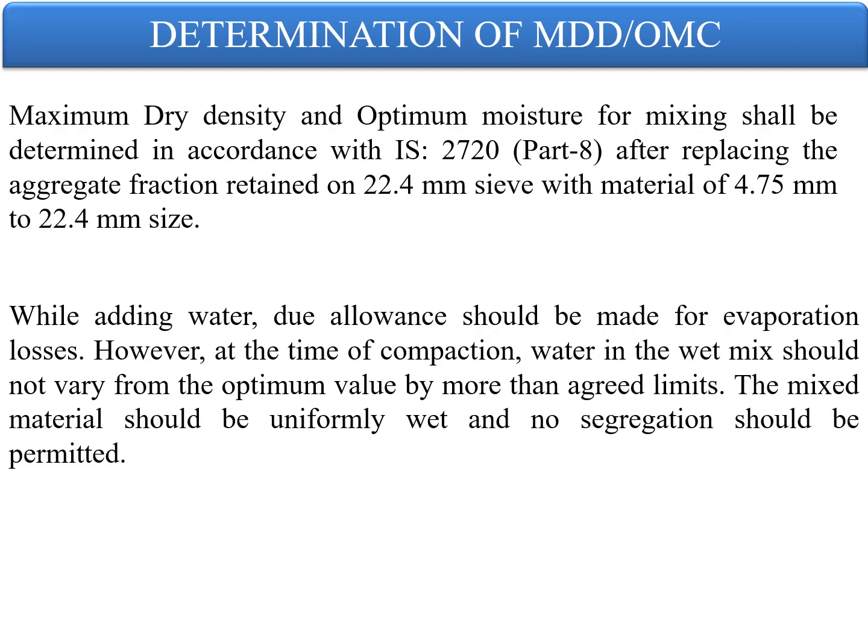Then we have to determine the Proctor values, that is maximum dry density and the optimum moisture content. Maximum dry density and optimum moisture content for mixing shall be determined in accordance with IS 2720 part 8 after replacing the aggregate fractions retained on 22.4 mm sieve with material of 4.75 mm to 22.4 mm sieve sizes. While adding water, due allowance should be made for evaporation losses. However, at the time of compaction, water in the wet mix should not vary from the optimum value by more than agreed limits. The mixed material should be uniformly wet and no segregation should be permitted.